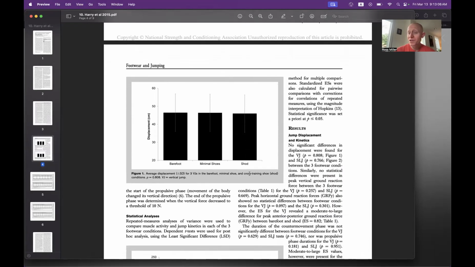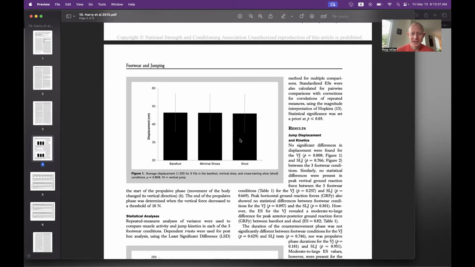In terms of performance, as you see here in figure one, the shoes didn't really do anything. No statistically significant effects of the footwear conditions on jump height. If you look real close here, it looks like they might have jumped a little bit higher on average in the barefoot shoe versus the minimal shoe compared to in the cross-training shoe, which might kind of make sense.